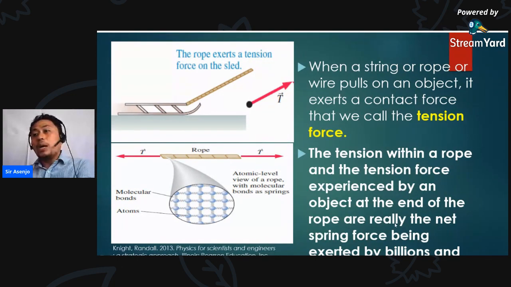of the rope are really the net spring force being exerted by billions and billions of molecules. Okay, this is a different explanation because the rope is made of billions and billions of atoms, of molecular bodies or atoms.